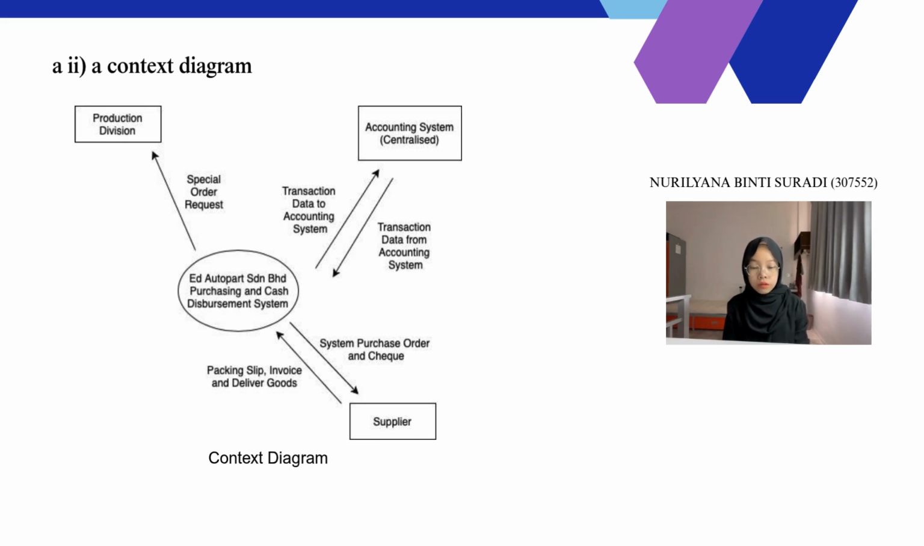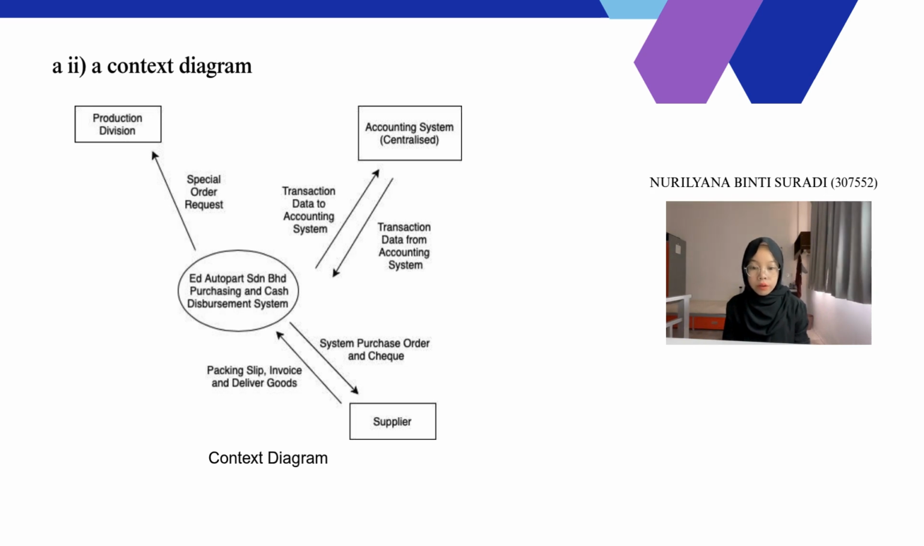For the production division, it sends special order requests to initiate purchases. And the centralized accounting system exchanges transaction data with the purchasing system. And the supplier receives purchase orders and checks, and in return sends the packing slip, invoice, and goods.